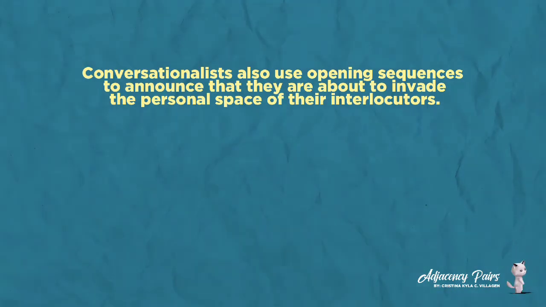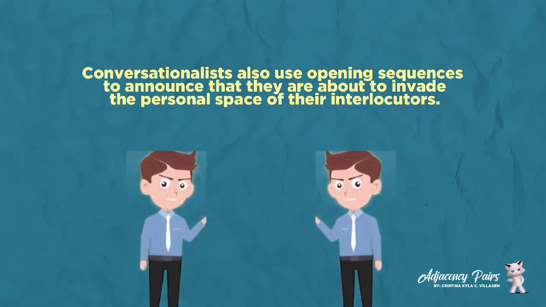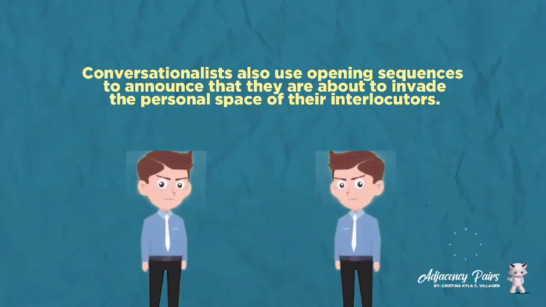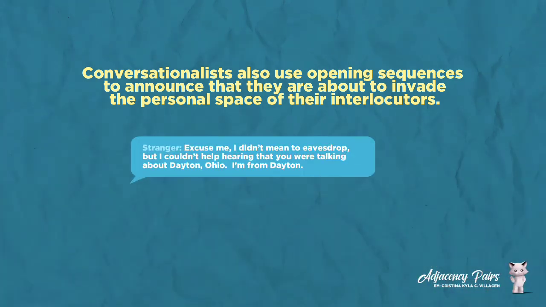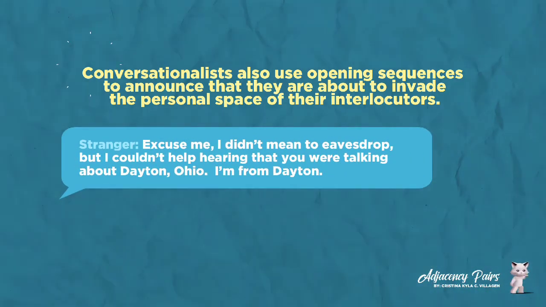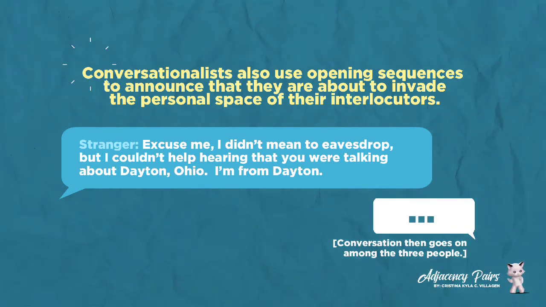Conversationalists also use opening sequences to announce that they are about to invade the personal space of their interlocutors. Here, two friends are talking on a park bench next to a stranger. At a pause in their conversation, the stranger interjects. "Excuse me, I didn't mean to eavesdrop, but I couldn't help hearing that you were talking about Dayton, Ohio. I'm from Dayton." And the conversation then goes on among the three people.